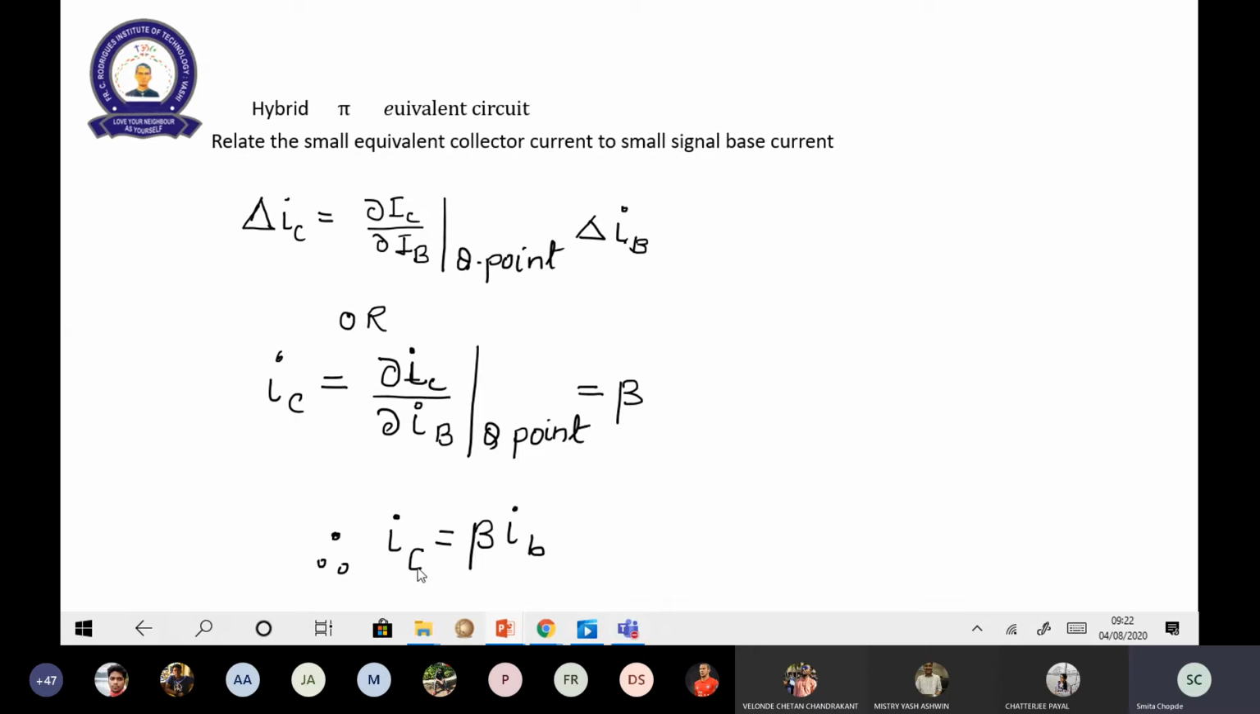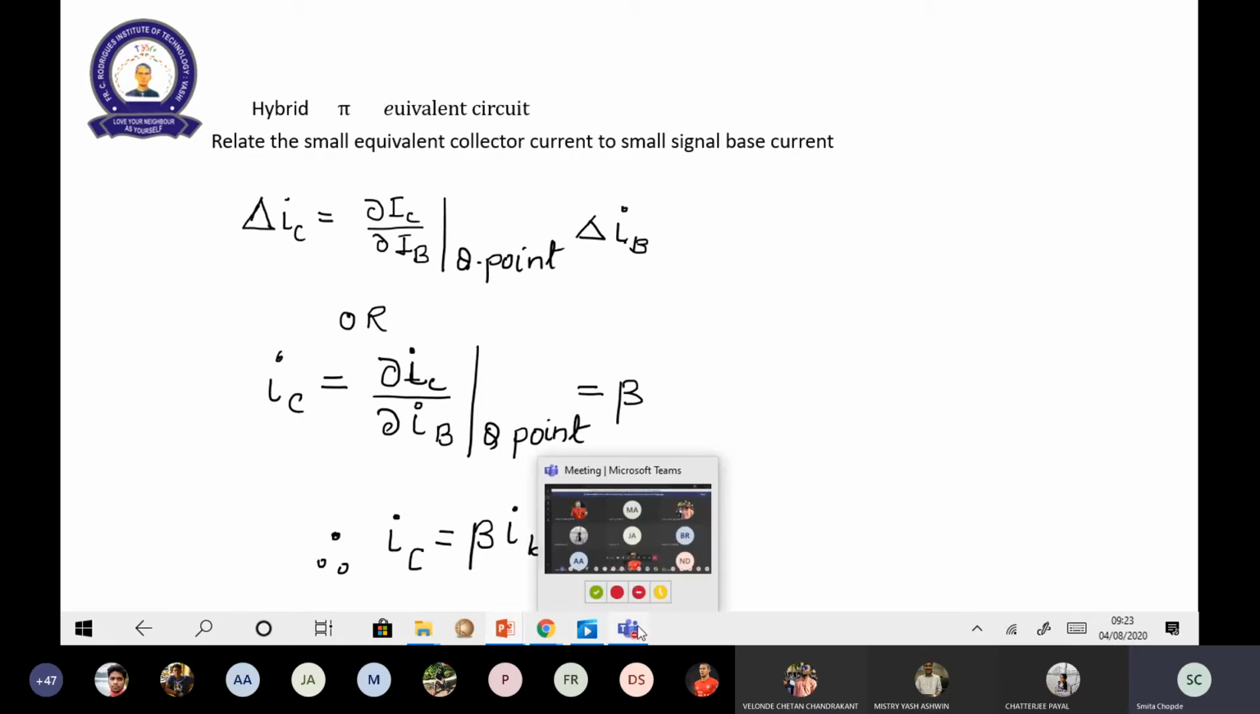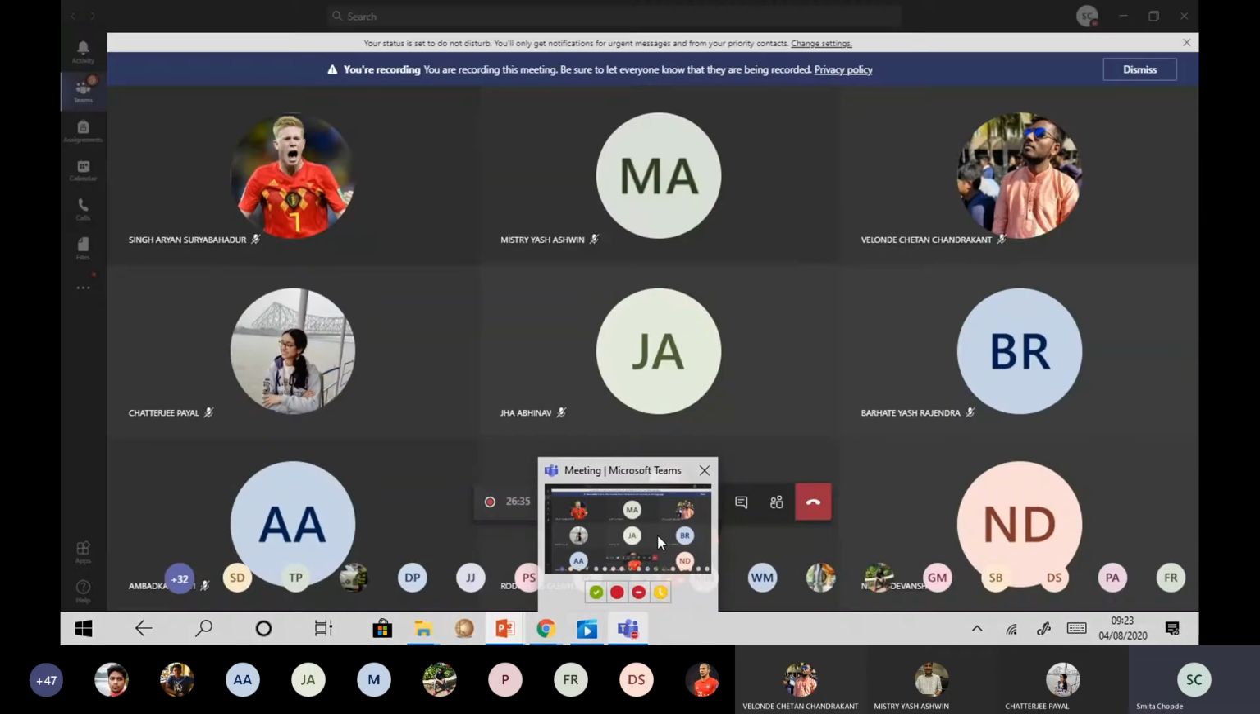So this is about the magnitude. What about the phase relation? Can anybody tell me? Phase relation also remains proportional. There is no change in phase of the collector current and the base current. Only voltage will be undergoing a phase change in case of common emitter configuration. Any doubt till here? Anybody? No doubt? No, ma'am.